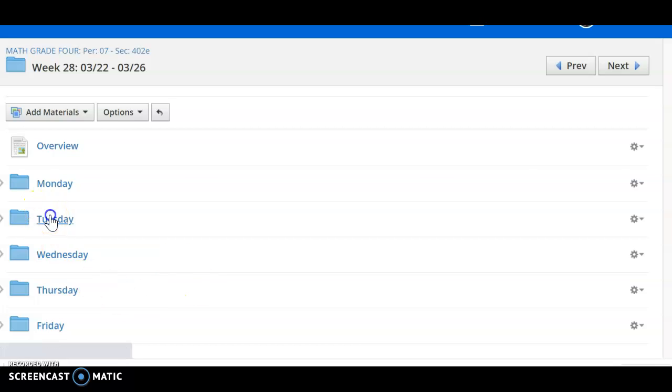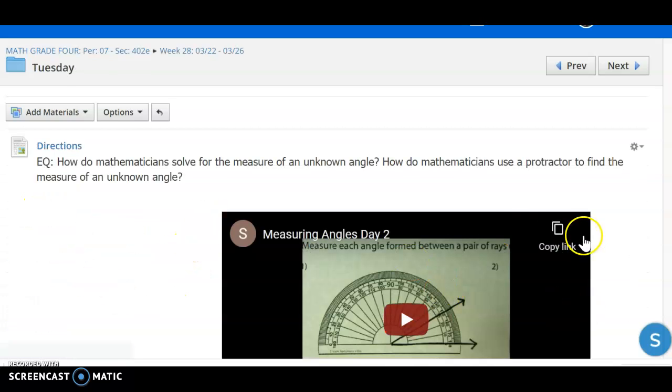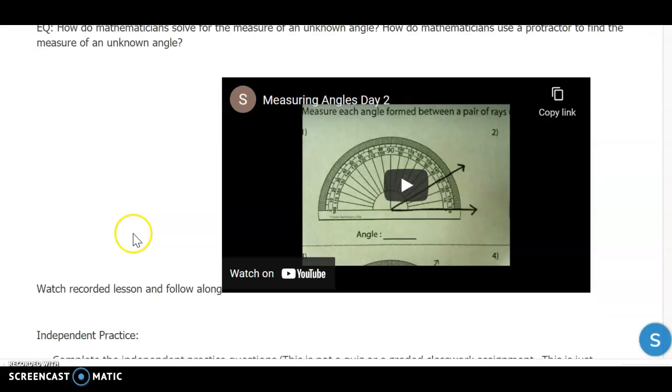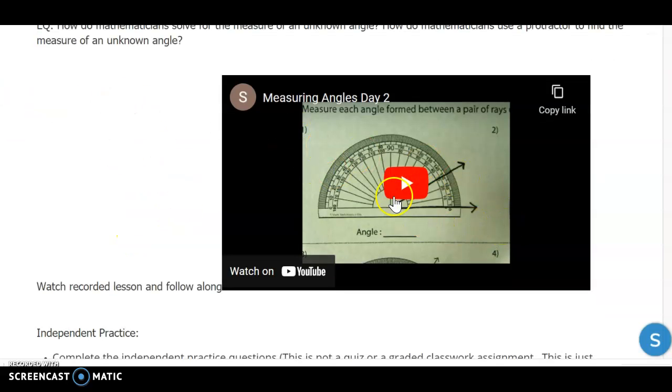On Tuesday, we are going to have a day where we can review using a protractor, and also a second day of finding the unknown measure of an angle. In this video, I go through and model using the protractor again, and also finding the measure of an unknown angle. I'm not sure why it's all over here to the side.